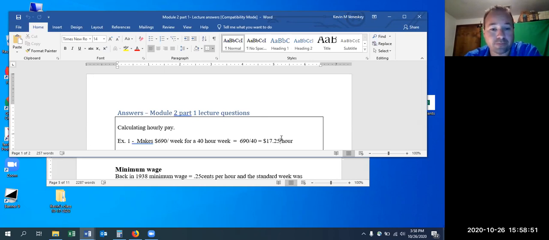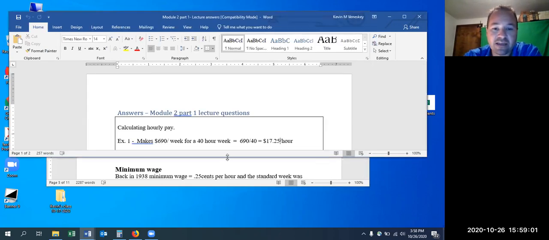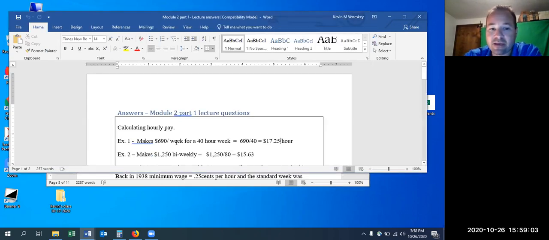Now, if somebody is paid $12.50 bi-weekly, all you have to do is take one more step. You've got to get that $12.50 into weekly pay, and then it becomes just like this one. Or you can just know in your head that in 2 weeks, there are 80 hours instead of 40. So you can take the pay and divide it by the standard 80 hours. So somebody making $12.50 bi-weekly is really making $15.63 per hour.